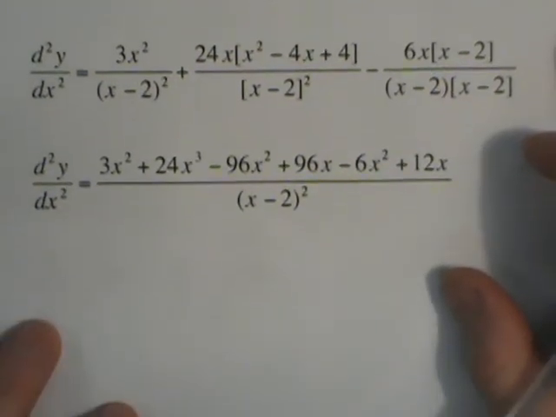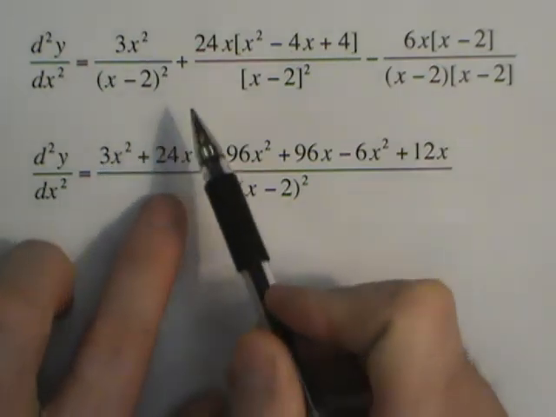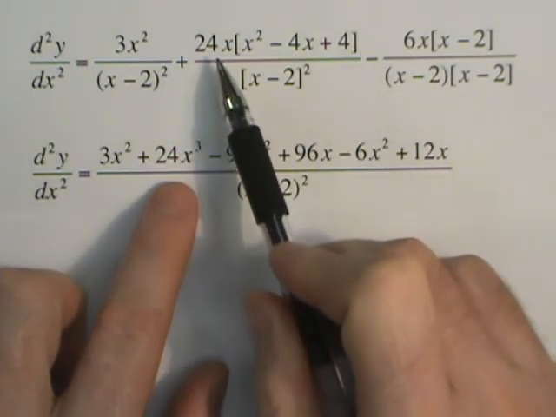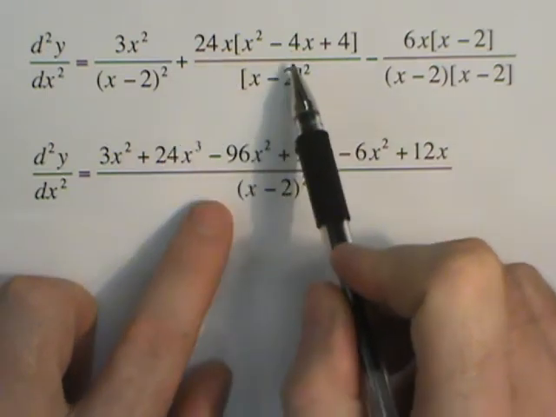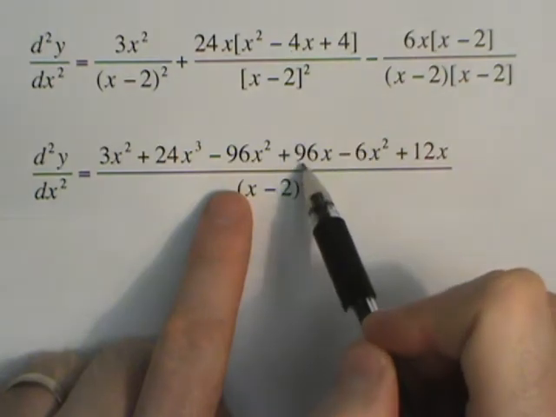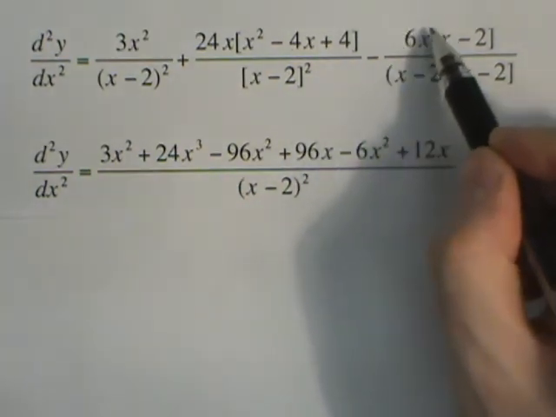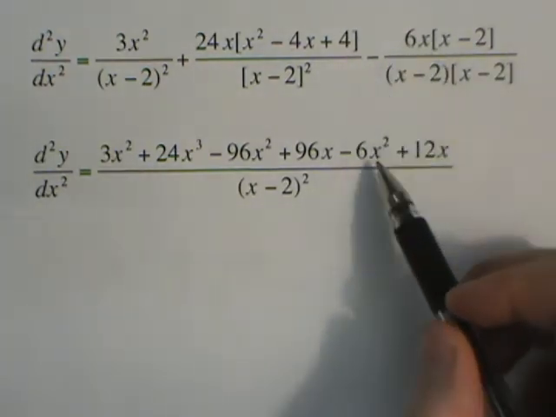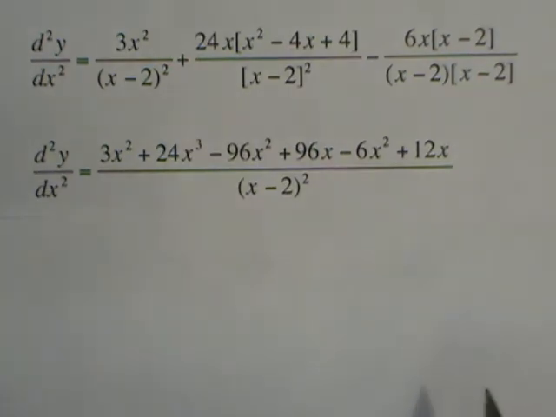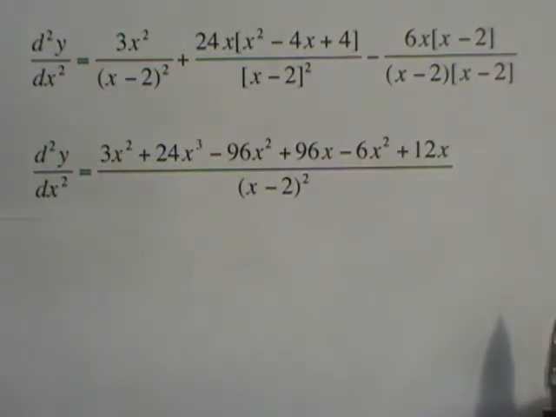On my next line, I simply expanded what I had. So this 3x squared, I wrote down here. I distributed the 24x across this trinomial, giving me 24x cubed minus 96x squared plus 96x. And then I distributed this negative 6x across the binomial, creating negative 6x squared and positive 12x, all over the common denominator of x minus 2 quantity squared.